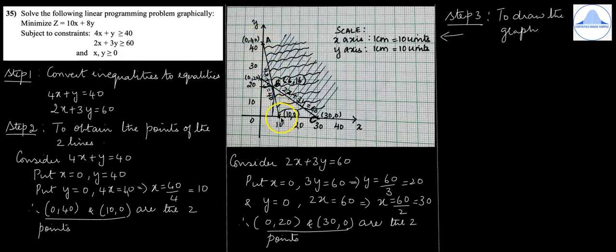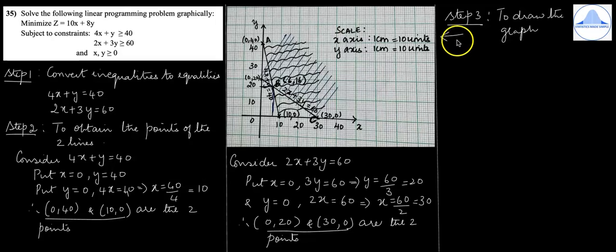Mark these 2 points, and on that line you write 4x plus y equal to 40. Next you mark 0, 20, that is here, and then you mark 30, 0, that is here. Join these 2 points, and on that line you write 2x plus 3y is equal to 60. Next, write the scale. X-axis 1 centimeter is 10 units and y-axis 1 centimeter is equal to 10 units.